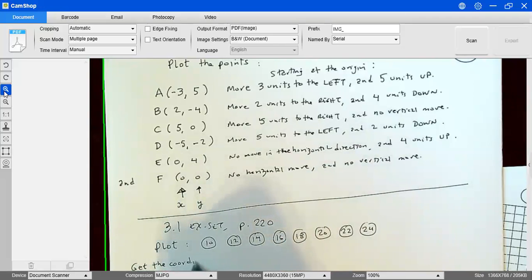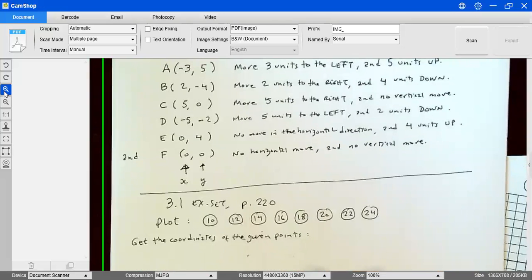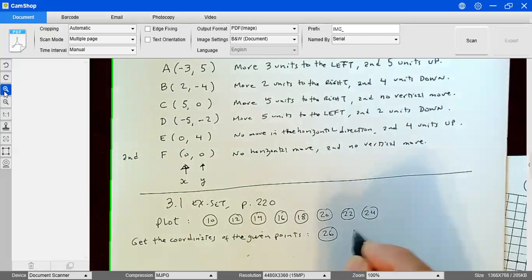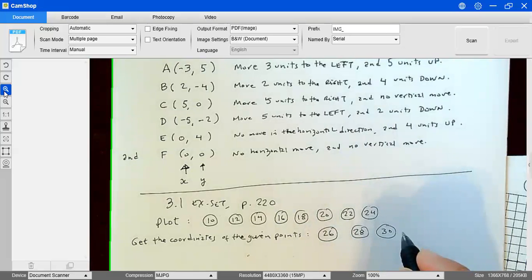And then you're going to have 4 problems where you're going to need to get the coordinates of the given points. So now you're going to need to look at the coordinate system, and you're going to find the coordinates. These are problems 26, 28, 30, and 32.